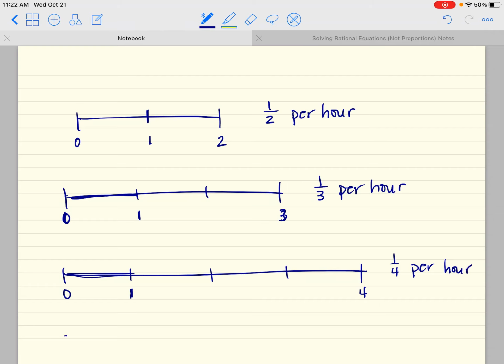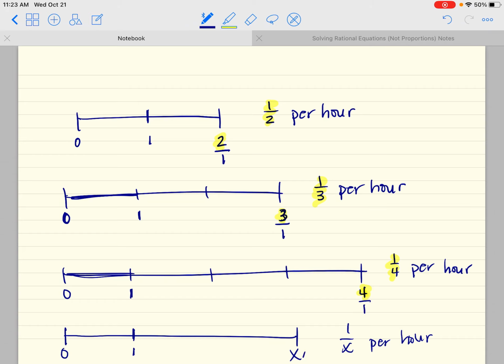So hypothetically here, let's say there's another pipe that takes X amount of hours to do the job. How much of the job will be done in 1 hour? So what are we doing to go from the amount of time that it takes to the rate? Well, this would be 1/x of the job per hour. All we're doing is taking the reciprocal of the amount of time it takes.